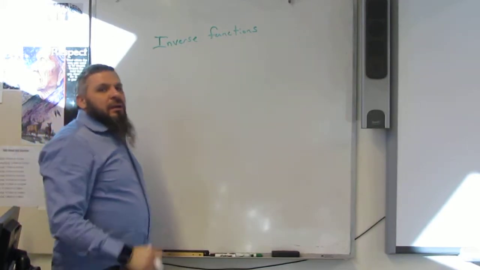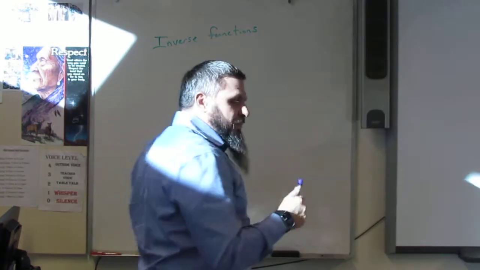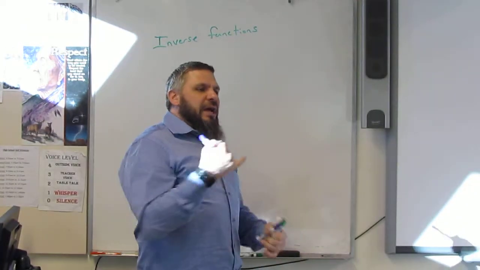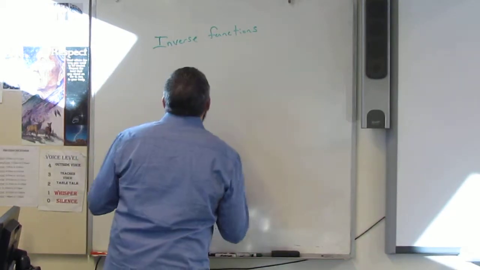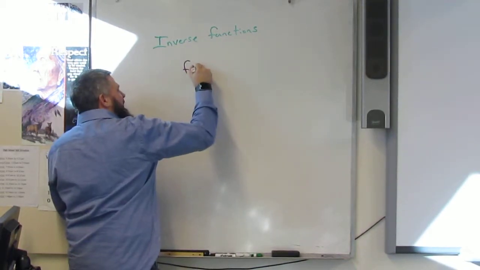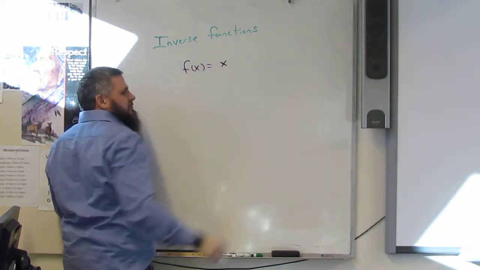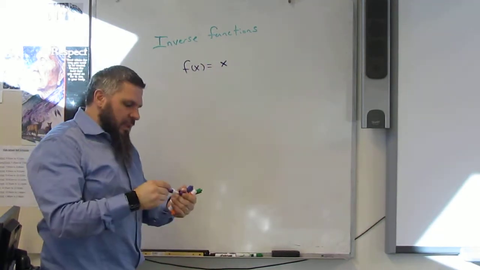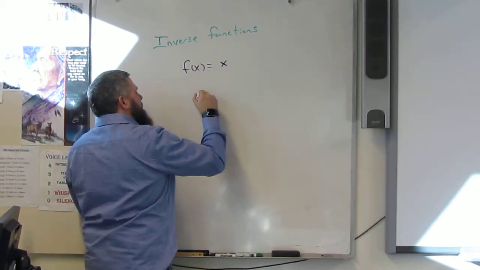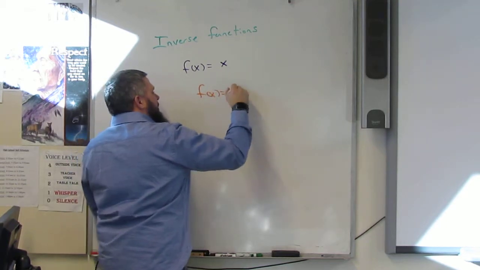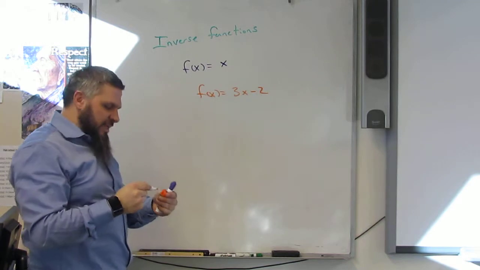Okay? Now, inverse functions are pretty simple. Your x becomes your y, and your y becomes your x. Okay? So, if f of x is equal to x, right? In other words, let's say f of x is equal to 3x minus 2. Okay?